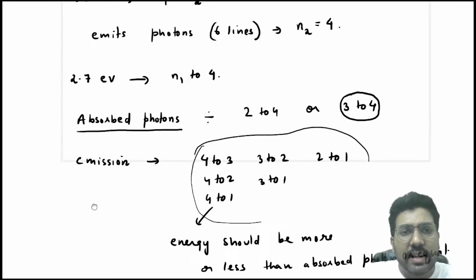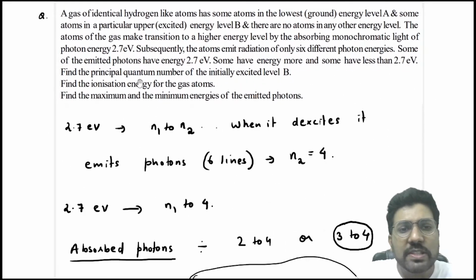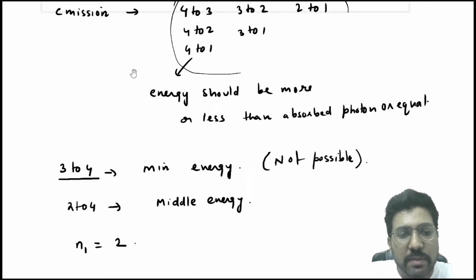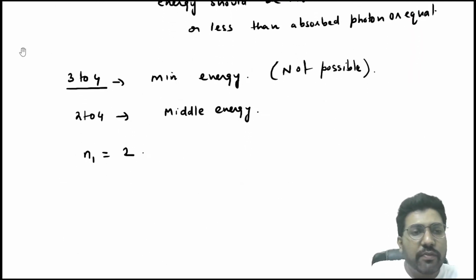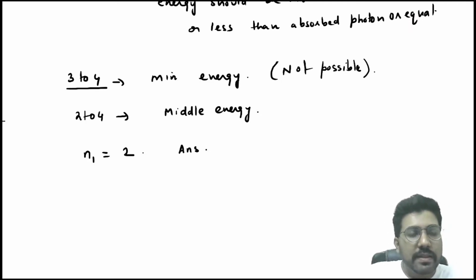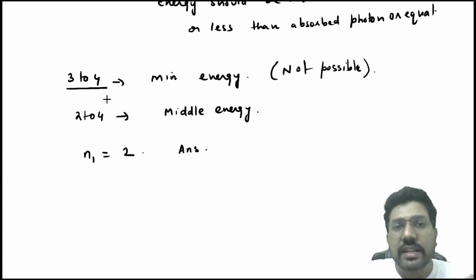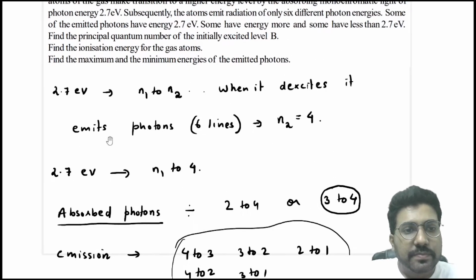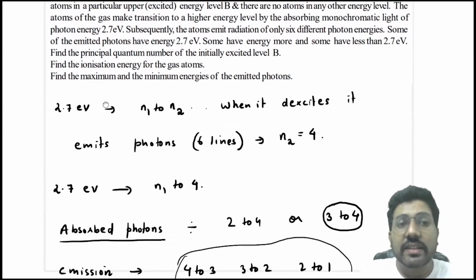So let us look at the question again. Find the principal quantum number of the initially excited level B. So that will be 2, right? So the first part answer will be 2. Initial excited energy level was 2, and after absorption of 2.7 electron volt, the excited energy level became 4. Find the ionization energy for the gas atoms.